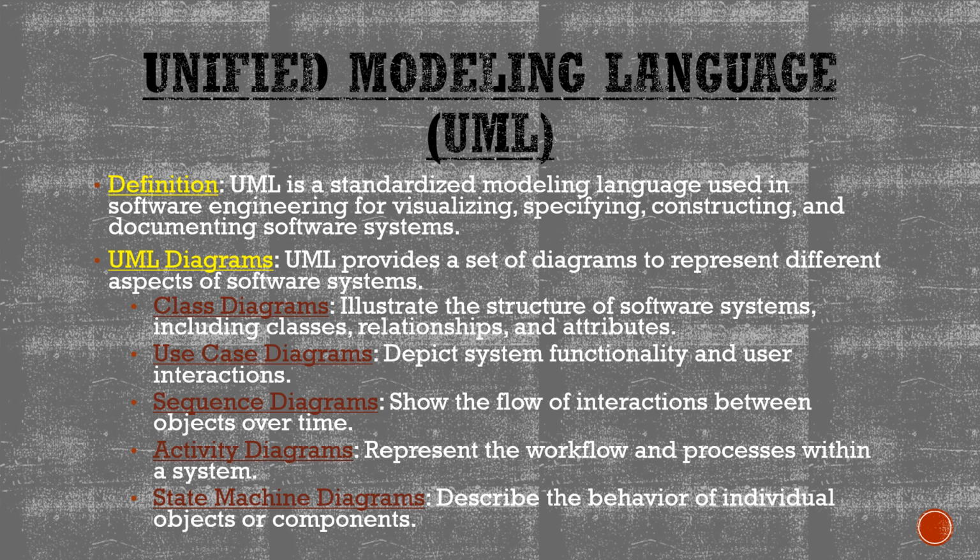Now, there are mainly five types of diagrams in UML. The first one is a class diagram. The class diagram is the most important diagram in UML. It is used to depict the structure of a software system. It includes the classes, their attributes, and various relationships and associations between them.